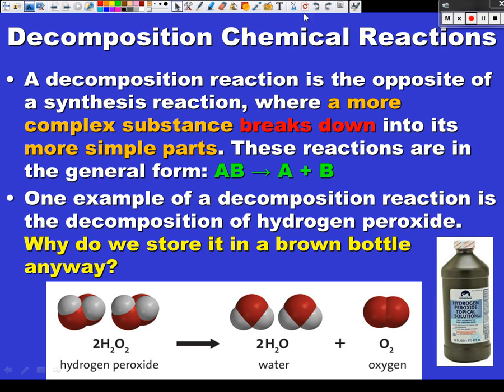All right, so decomposition. Everything that we just talked about, is it possible to break that stuff back down? Yes. Sometimes it's easier to break it down than it is to put it together, and sometimes it's easier to put together than it is to break apart. That's kind of what I'm asking.